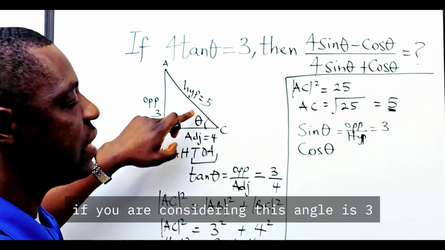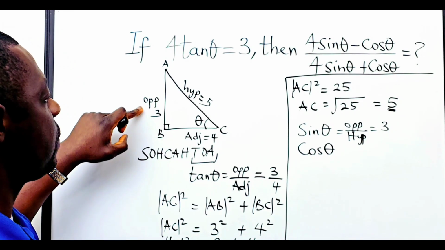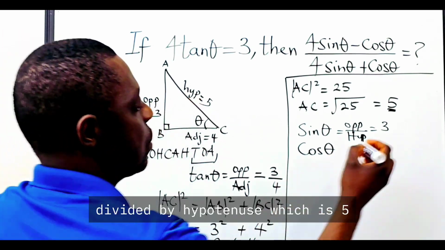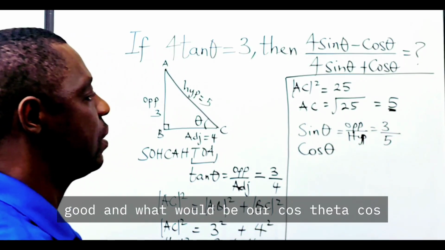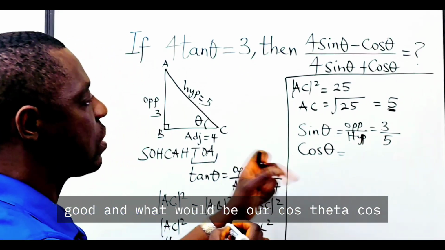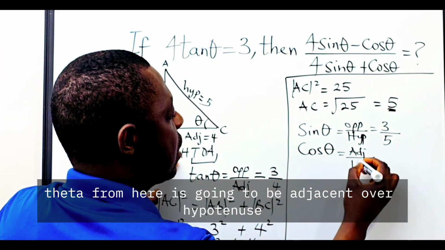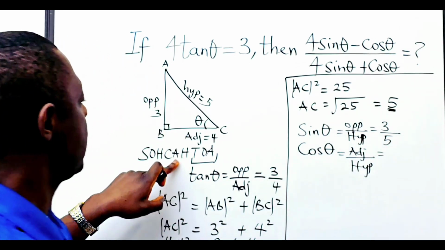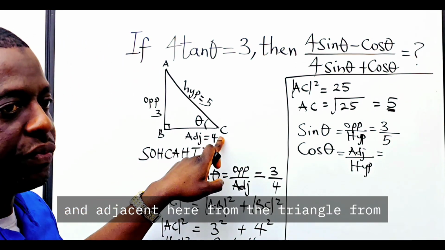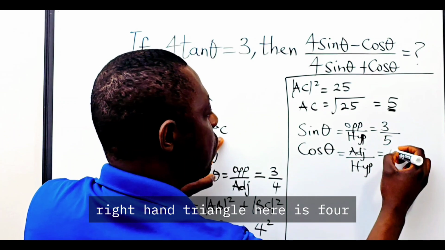If you are considering this angle, sine theta is 3 divided by the hypotenuse, which is 5. Good. And what will be our cos theta? Cos theta from here is going to be adjacent over hypotenuse. And adjacent here, from the right angle triangle, is 4.